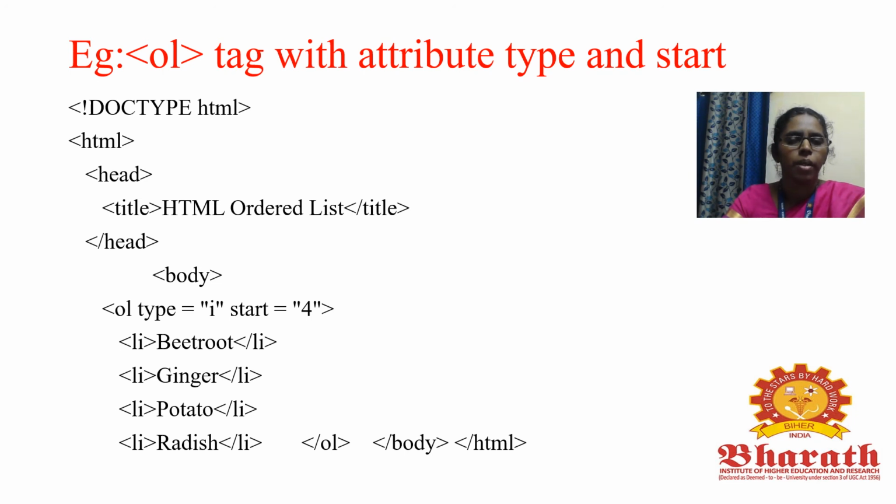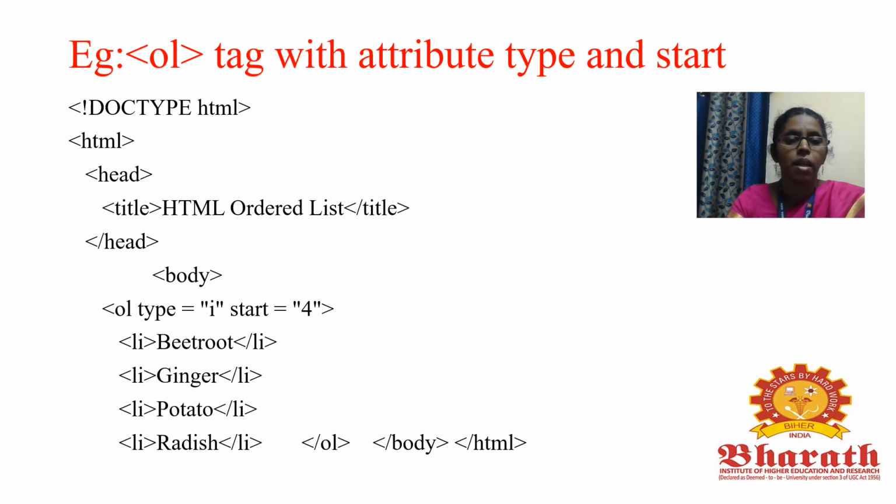So here is an important thing. Within the ordered list we have two attributes, type as well as start. Type is equal to lowercase Roman letter, start is equal to 4. What is the meaning of this? We are using the type Roman small, that is lowercase Roman letter, and the start value is 4.